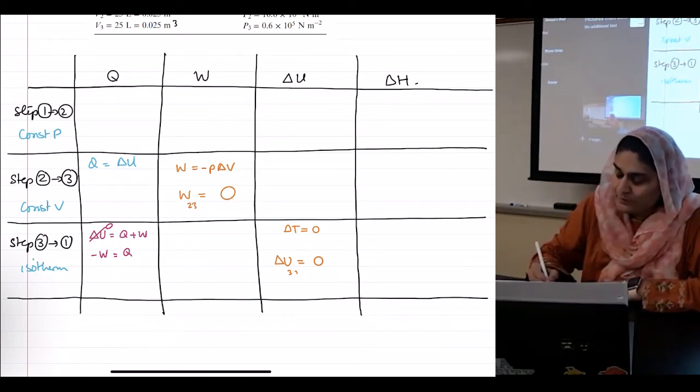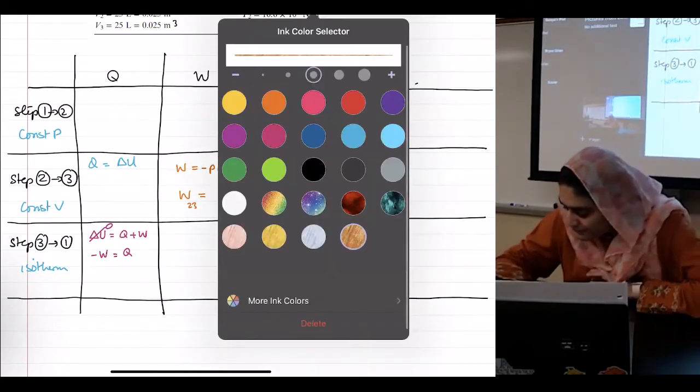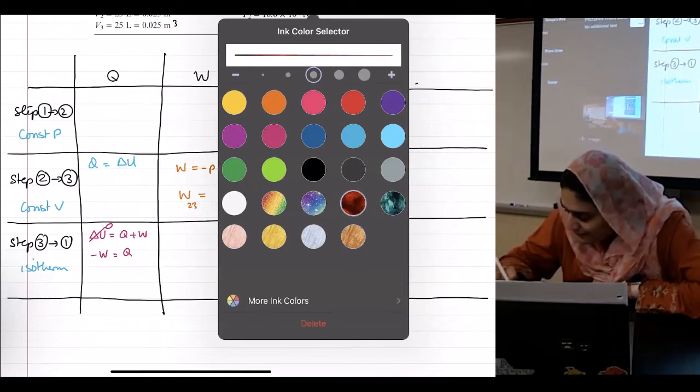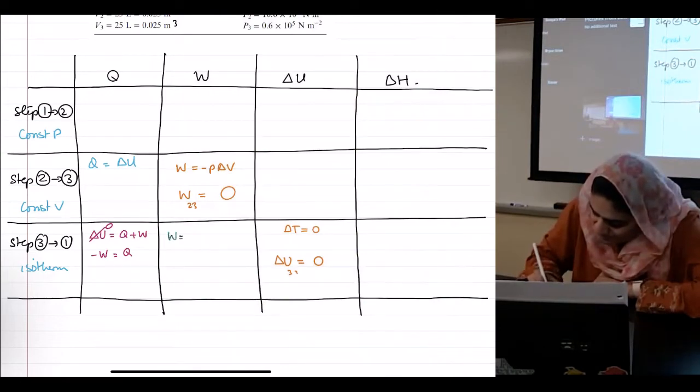And what is going to be the work done for an isothermal case? Wait, I need a new color. Ooh, I can do green galaxy. Yeah, that one. Okay. So this would be, what did you say? Negative?